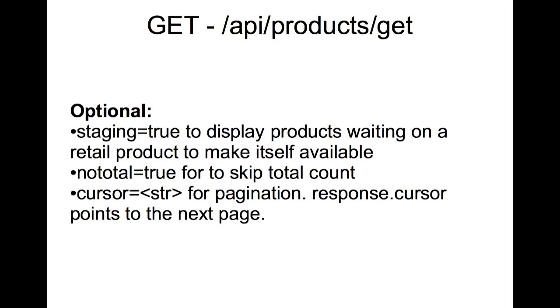This is the get products method. As the name says, it is a get method only. There are three optional parameters for this method as well. The first being staging equals true.